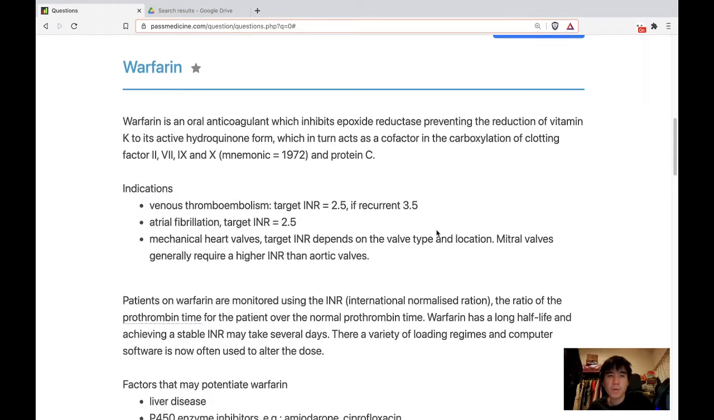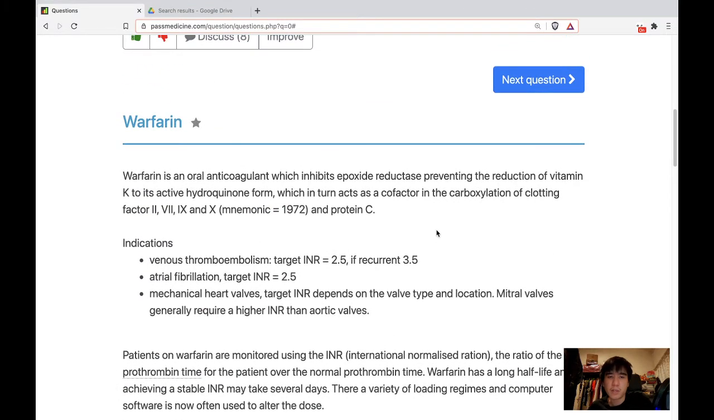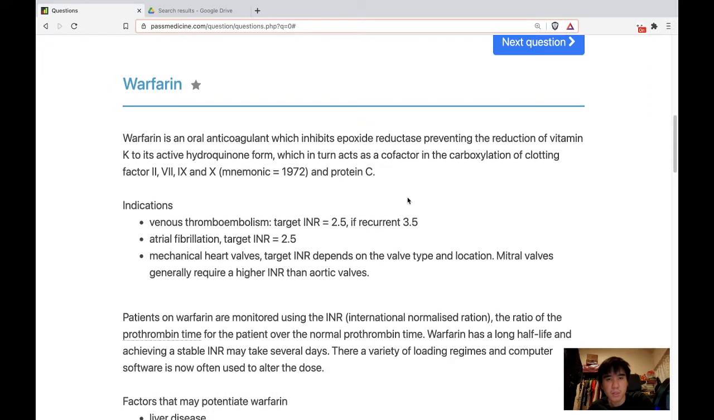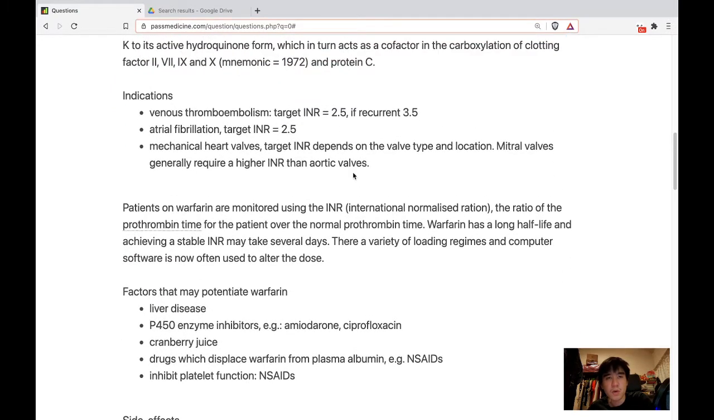Warfarin is an oral anticoagulant which inhibits vitamin K epoxide reductase, preventing the reduction of vitamin K to its active hydroquinone form, which in turn acts as a cofactor in the carboxylation of clotting factors 2, 7, 9, and 10, mnemonic 1972, and protein C. Indications: venous thromboembolism, target INR 2.5, if recurrent 3.5.